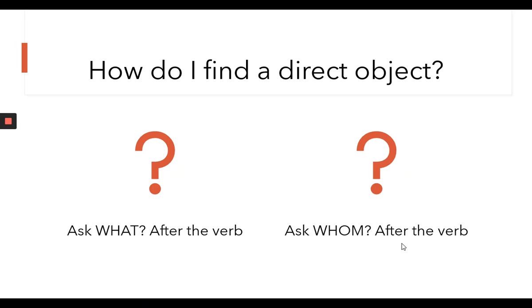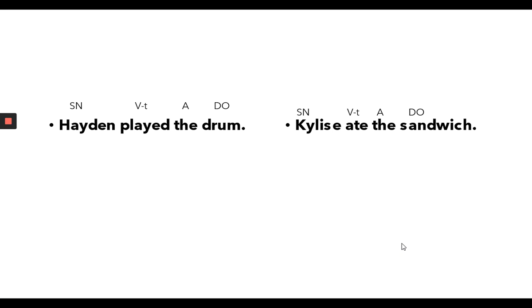So to find a direct object, you're going to go to your verb and you're going to ask what after the verb or ask whom after the verb. And the answer to that question will give you your direct object. We label the direct object with the abbreviation DO. Here's some examples. Hayden played the drum. Hayden, our subject noun, played is our verb. Played what? Played drum, direct object.